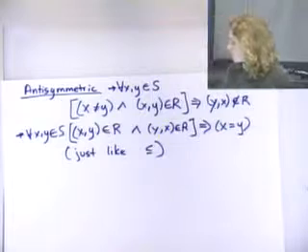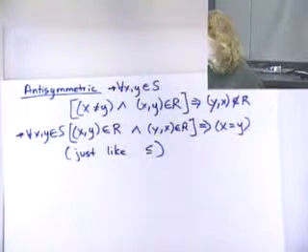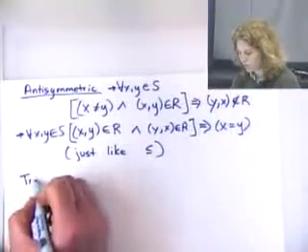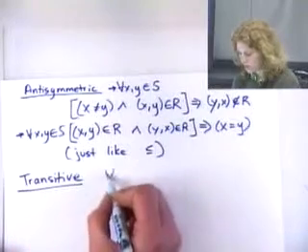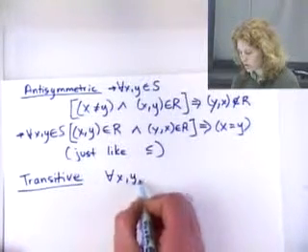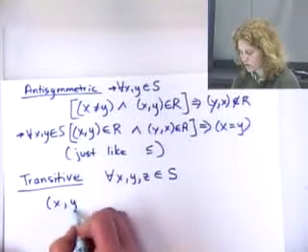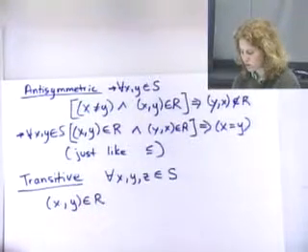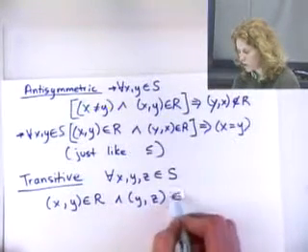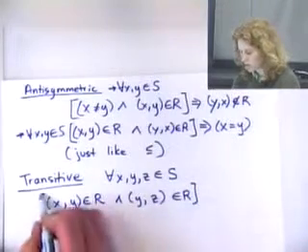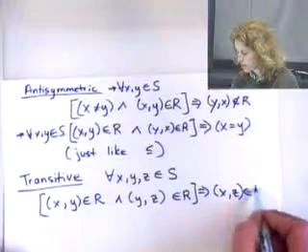And then the last thing we need to define is transitive. So how would you write transitive? x, y, z. If (x,y) is in R and (y,z) is in R, then what? (x,z). Yeah, that's right. (x,z) is in R.